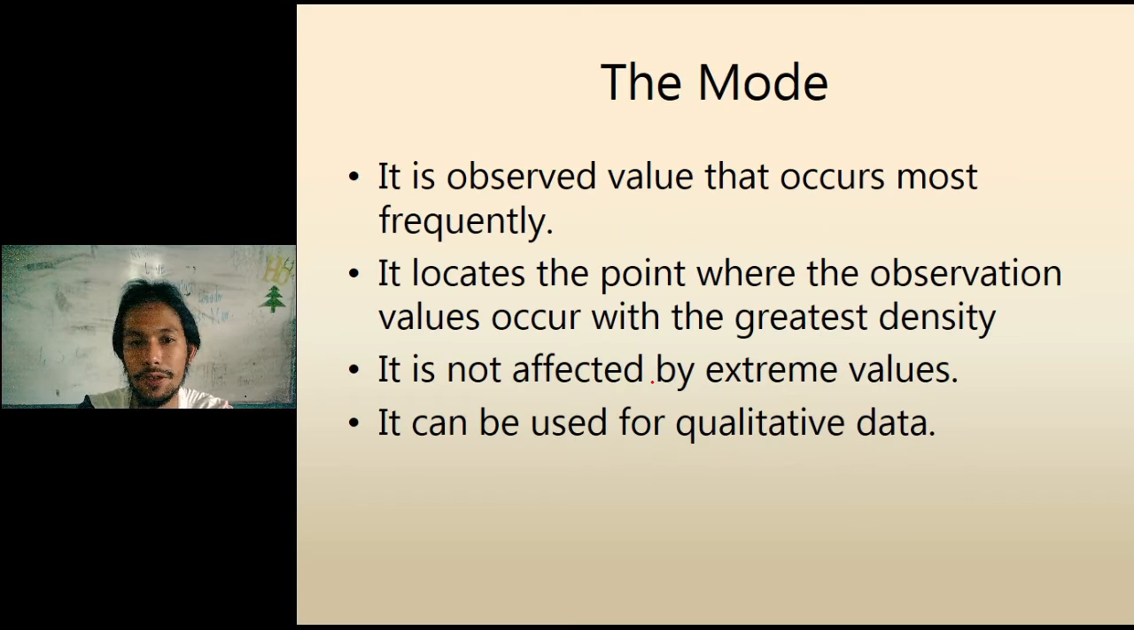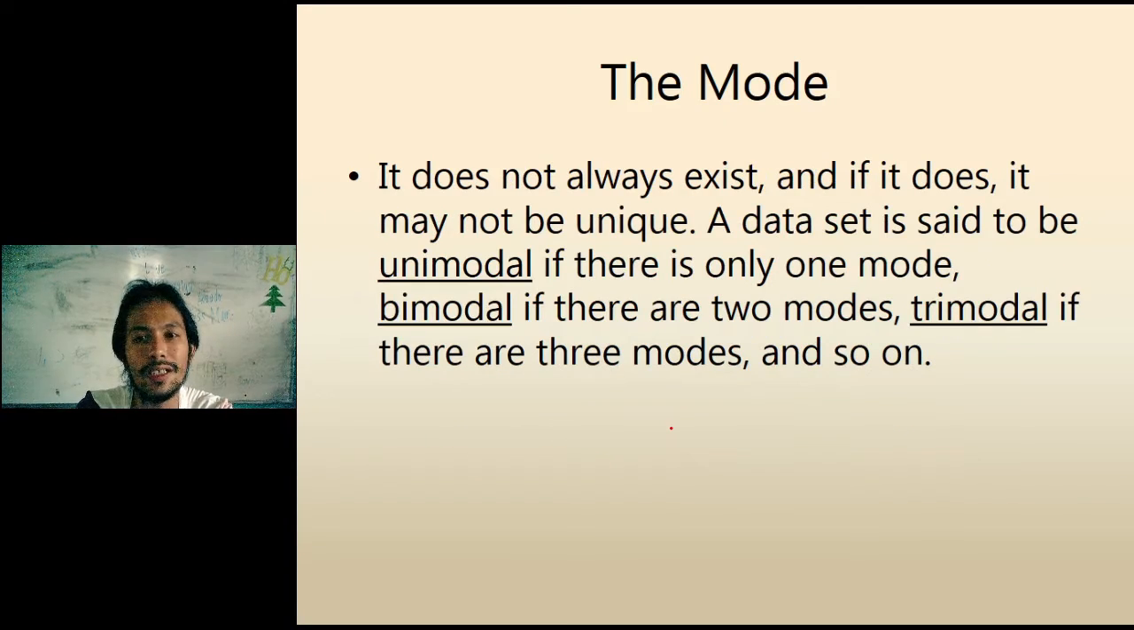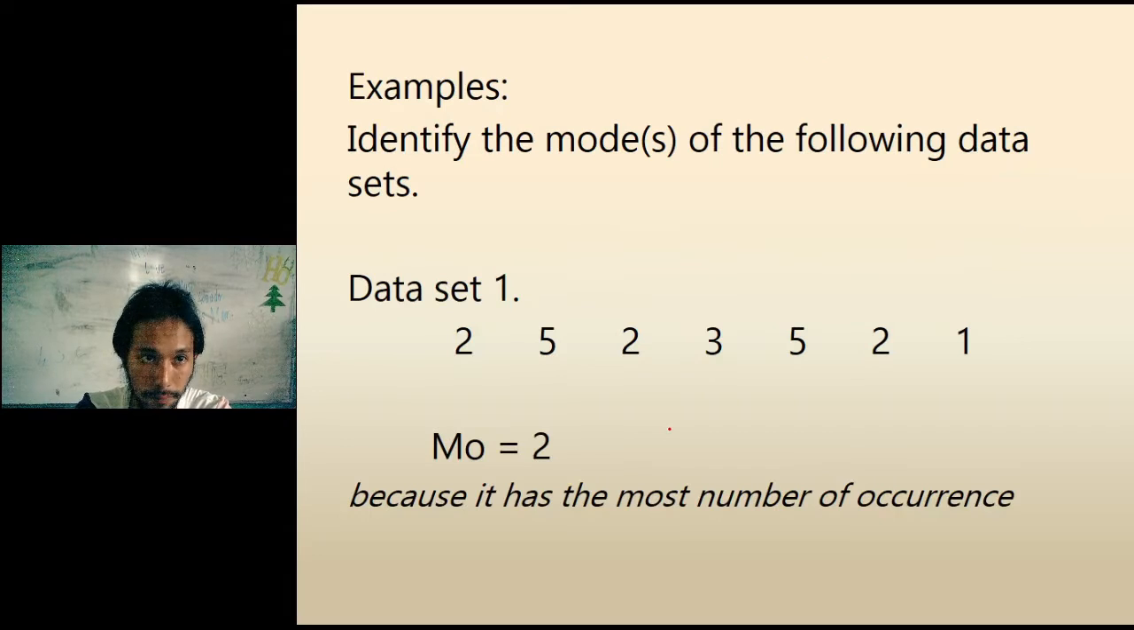Next, we go to the mode. The mode is the observed value that occurs most frequently. It locates the point where the observation will occur with the greatest density. It is not affected by extreme values. It can be used for qualitative data. It does not always exist, and if it does, it may not be unique. A data set is said to be unimodal if there is only one mode, bimodal if there are two modes, trimodal if there are three modes, and so on.